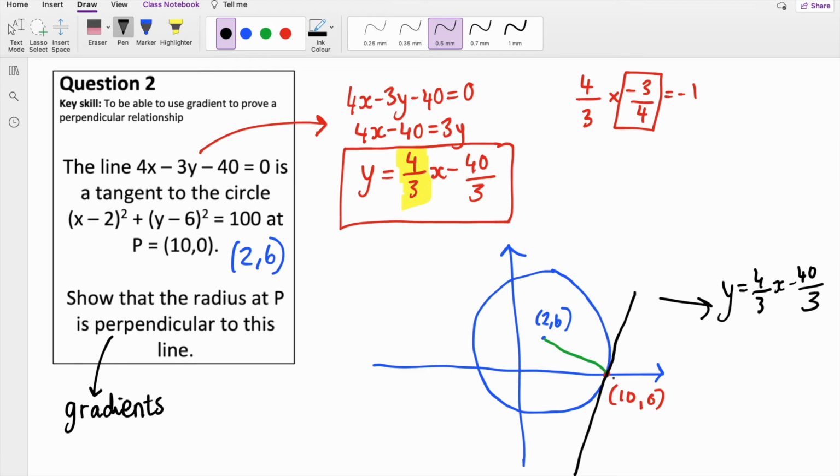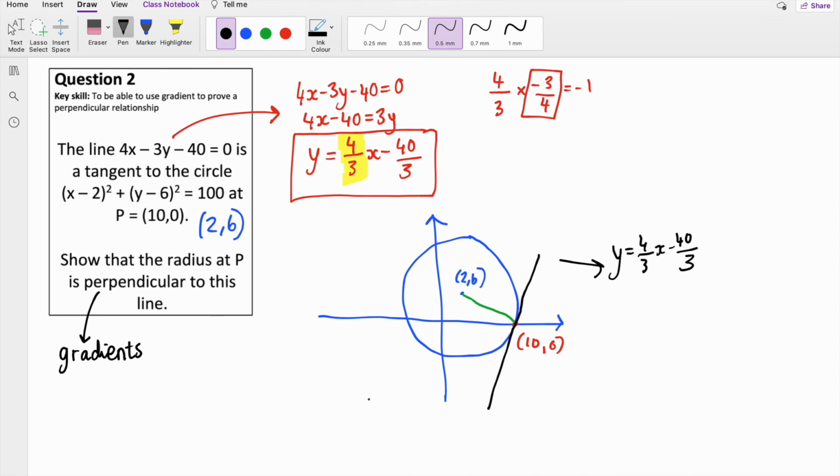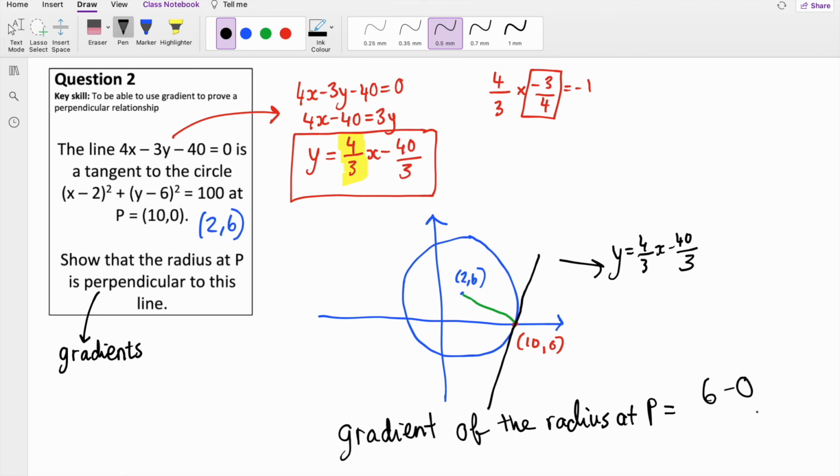Now I have 2 points. I've got 2, 6 and 10, 0. So I can easily find the gradient. The gradient is the difference in y divided by the difference in x. So the gradient of the radius at P is the difference in y over the difference in x. I'm going to do 6 take away 0, 2 take away 10. That's going to give me 6 over -8. Simplify that, it's going to give you -3 over 4, which is exactly what I wanted to end up with.